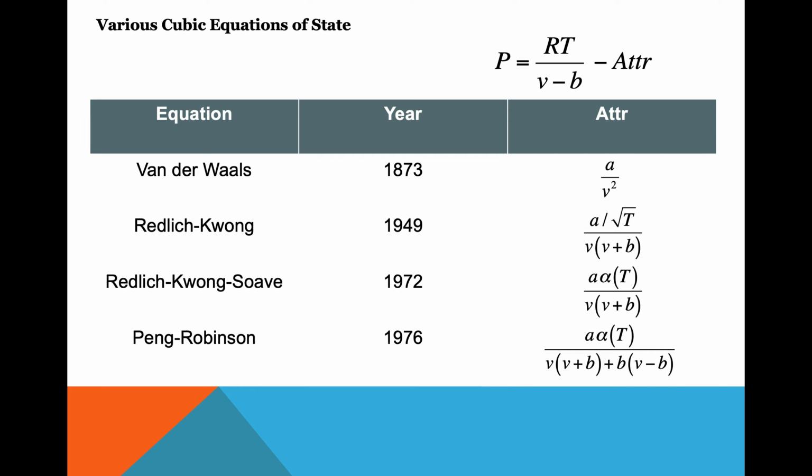Okay, there are various other cubic equations of state. For the van der Waals, P equals RT over V minus b, and then you subtract this attractive term. There are several forms: Van der Waals, Redlich-Kwong, Soave-Redlich-Kwong, and Peng-Robinson.